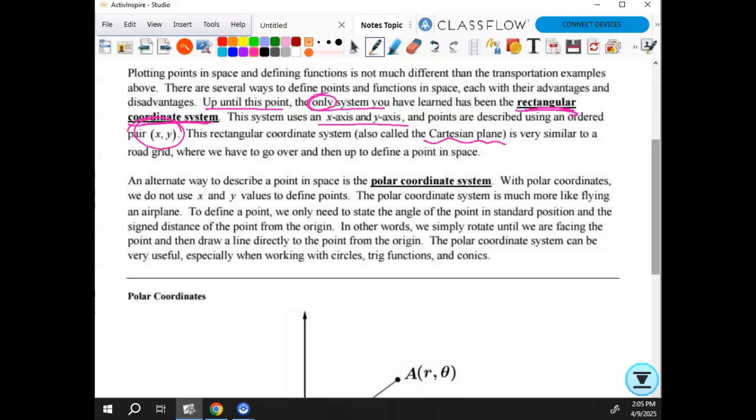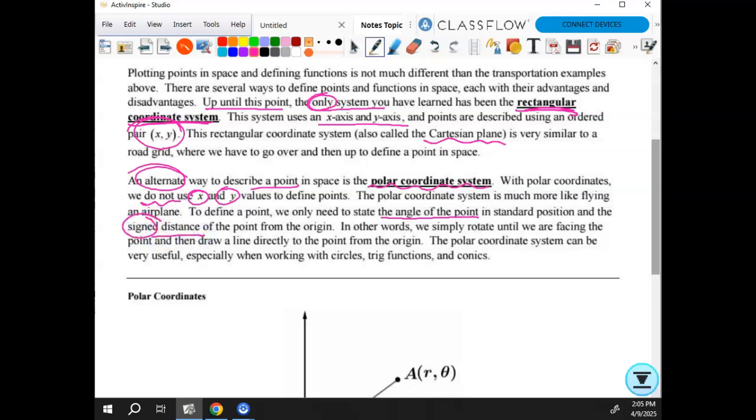All right. Now, what we're going to talk about today is an alternate way to describe a point in space, and that's with the polar coordinate system. With the polar, we do not use X and Y to define points. That's not how we're getting there. It's much more like flying. And to define a point, we need to state the angle of the point and the signed distance.